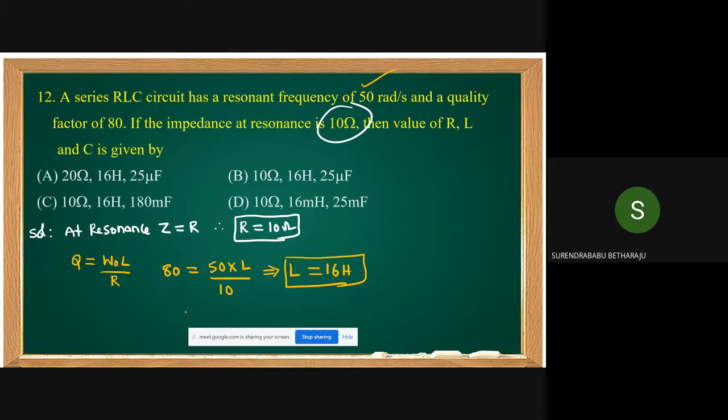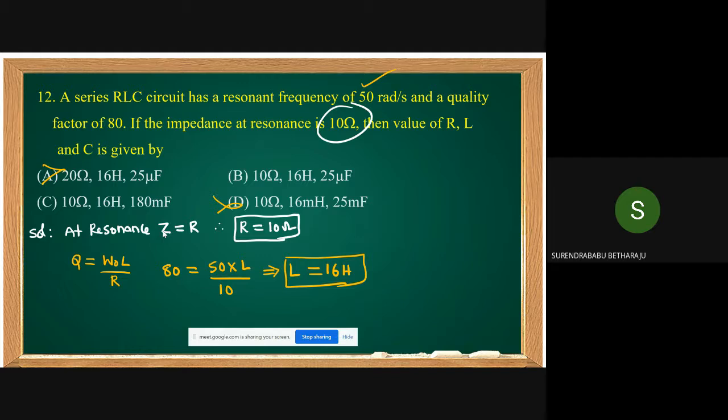We know the resistance is 10 ohms and the inductance is 16 Henry. A is not the answer, D is not the answer. Either B or C is the answer. Now you want to find the capacitance. Then how to find the capacitance, students?